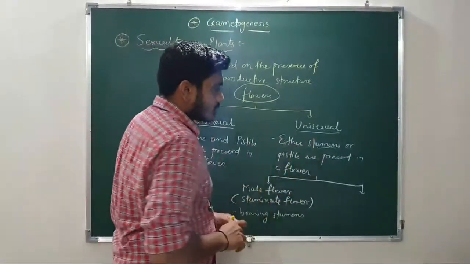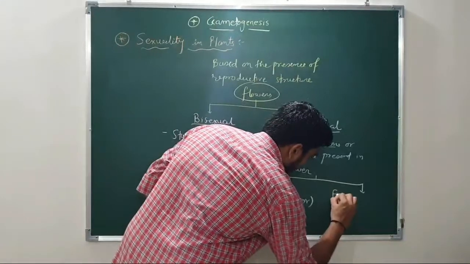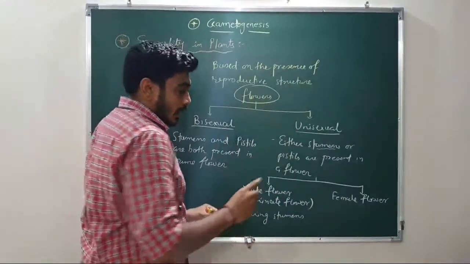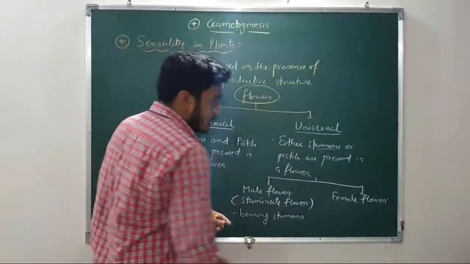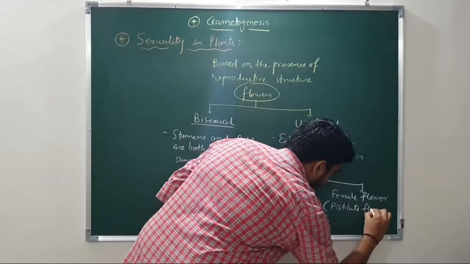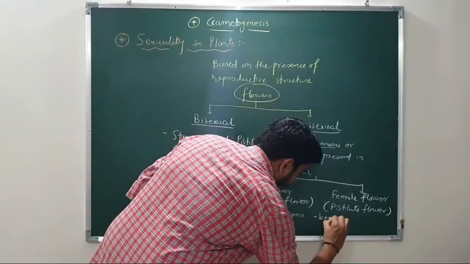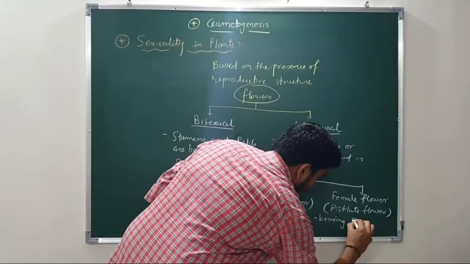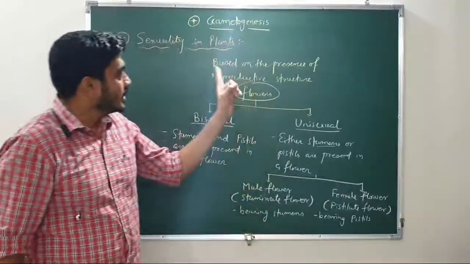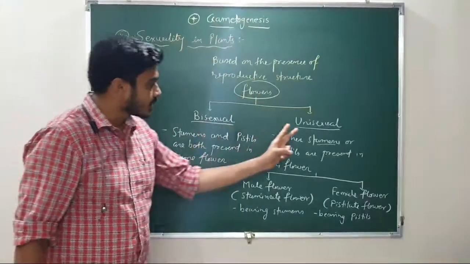But if the unisexual flower only bears the female reproductive structure, that is the pistil, then that flower is considered a female flower. And because the female reproductive structure is represented by the pistil, that flower is also known as a pistillate flower. Which one? Pistillate flower. That means this type of flower bears only pistils. Understood?